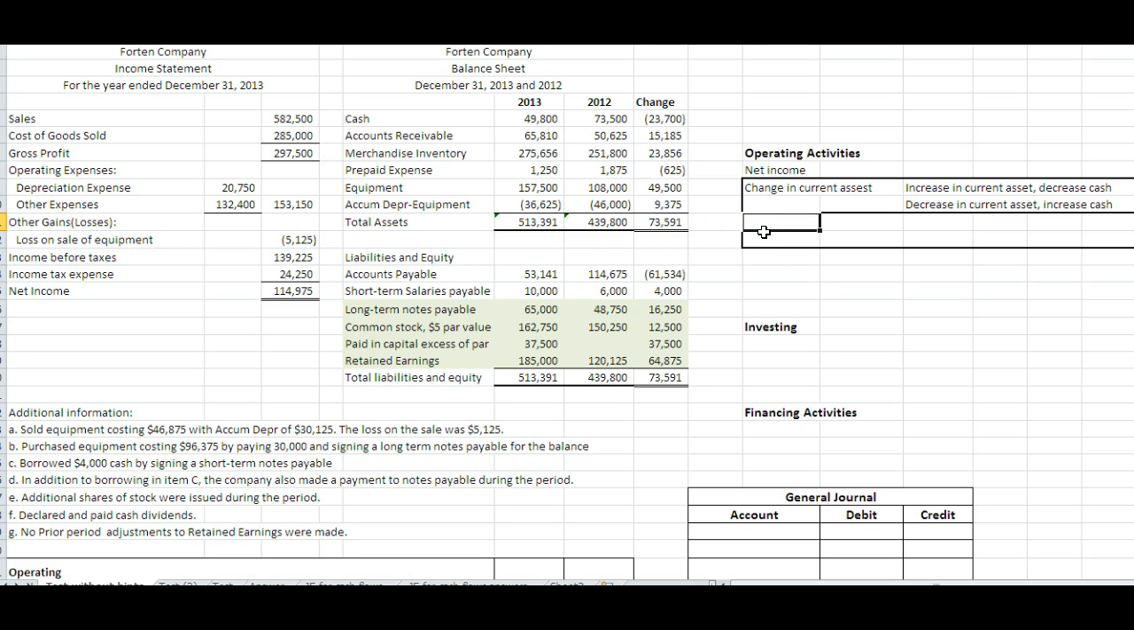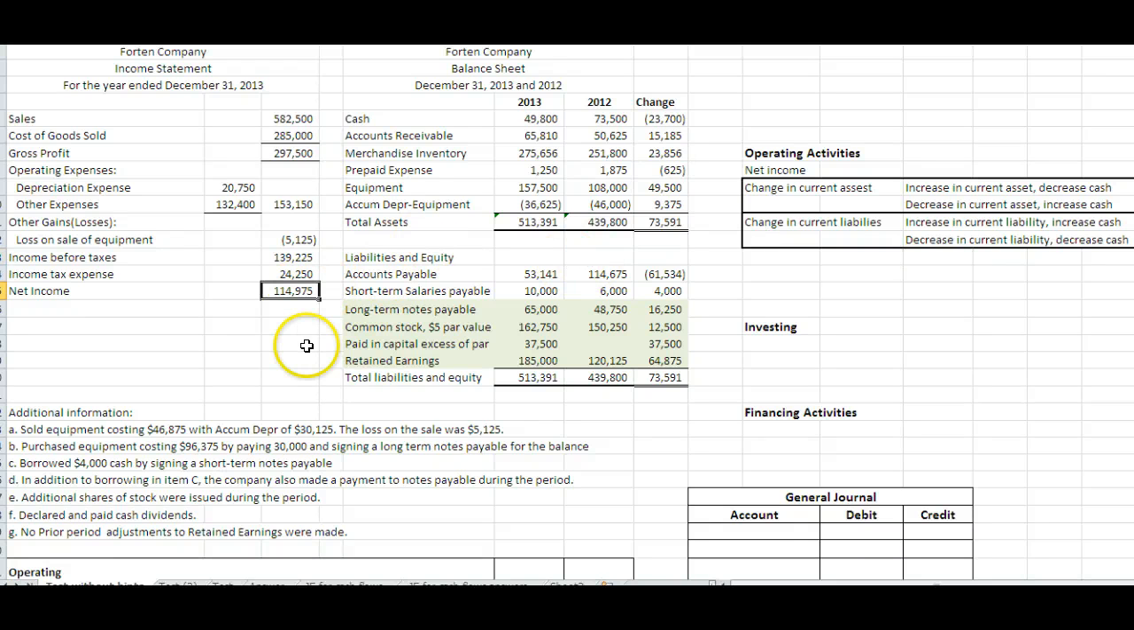Alright, the other side of this is going to be your change in current liabilities. And this is going to work different than your current assets. If you have an increase in a current liability, you are going to also increase cash. If you have a decrease in a current liability, you will decrease your cash. And let me show you an example of why this will always work.